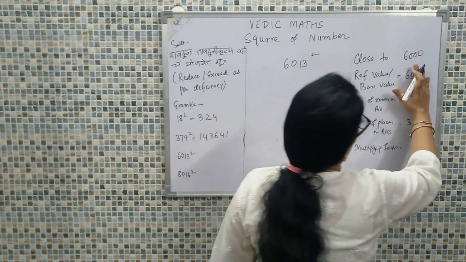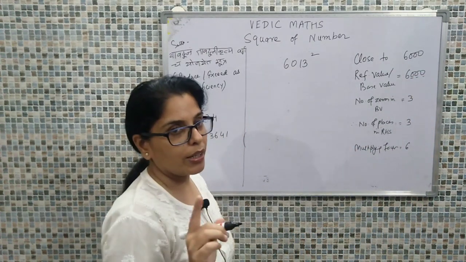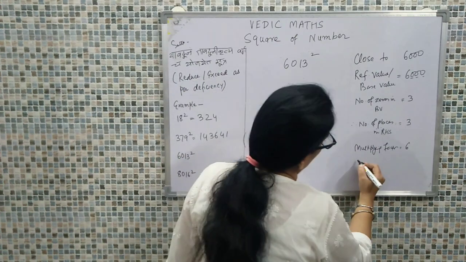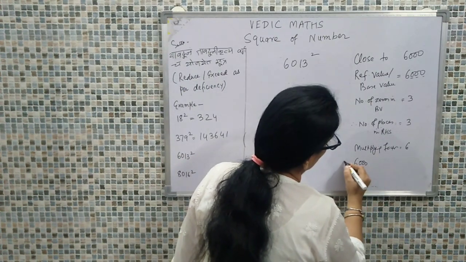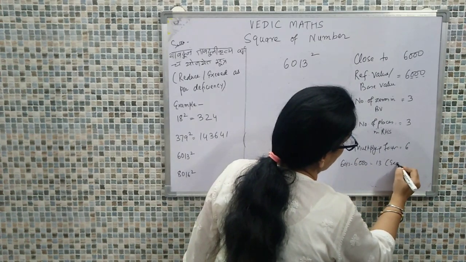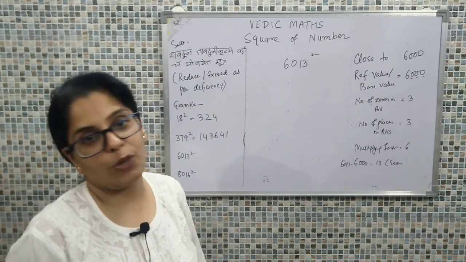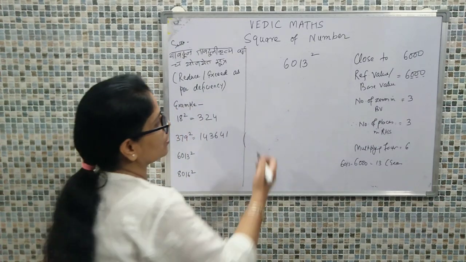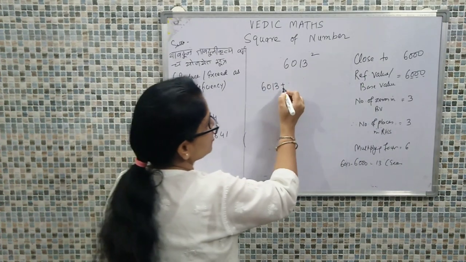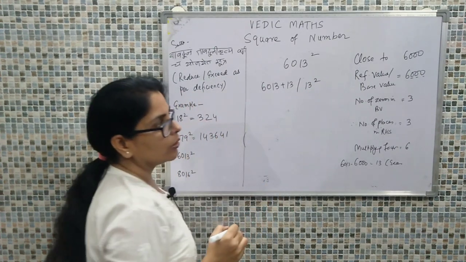Now when we hide these 3 zeros, what is the left value? 6 is left, and hence the multiplying factor will be 6. Now comparing 6000 with 6013, this value is 13 excess. So as I told you the rule, whatever is excess, further excess it, and whatever is deficient, further reduce it. So we have 6013, 13 is excess. Excess means again we need to add 13 over here, and here it will be 13 square.